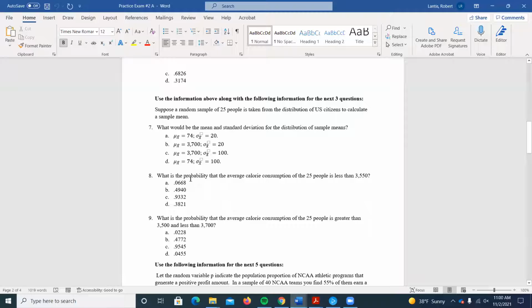So 0.0668. Okay. Now, if I had asked you instead for something like the probability being greater than 3,550, we'd have one more step, which is to subtract that 0.0668 from 1.